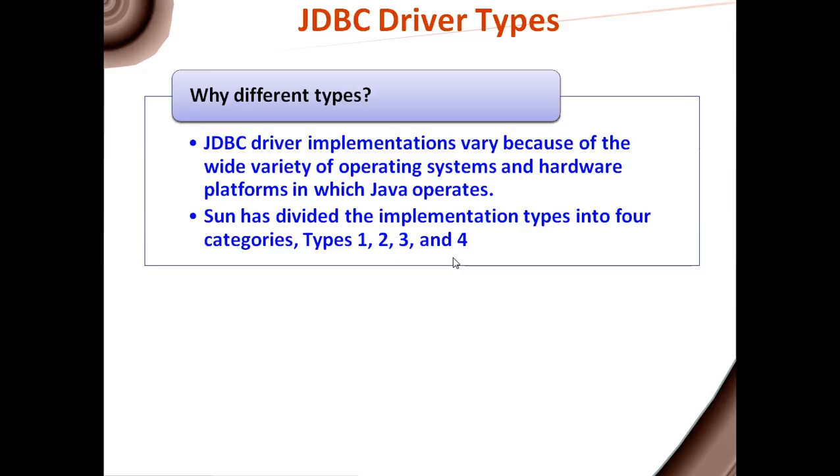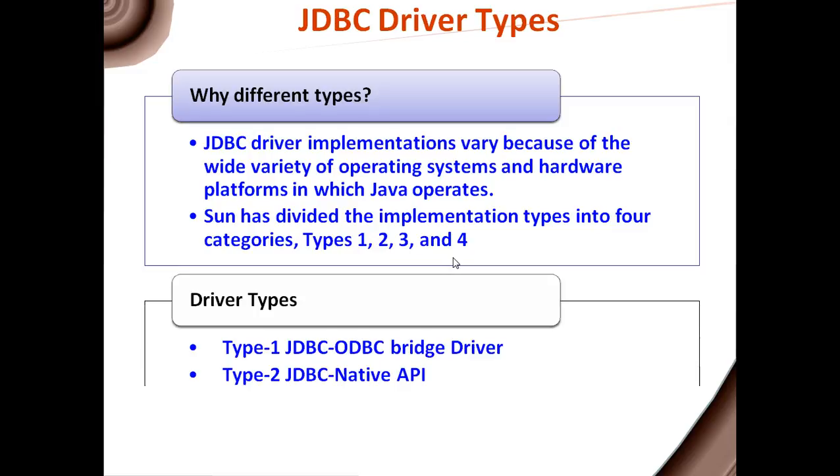Now let's see the different driver types. So why are there different driver types? The reason is that JDBC driver implementations may vary based on different operating systems as well as the hardware where Java is operating. Because of this situation, Sun has come up with it. Obviously Sun was an individual company then, now it's part of Oracle, but Sun divided this implementation into different categories: type 1, type 2, type 3 and type 4. And we are going to look at an actual hands-on coding example of one of the types which is widely used. So that will become clear as we proceed.